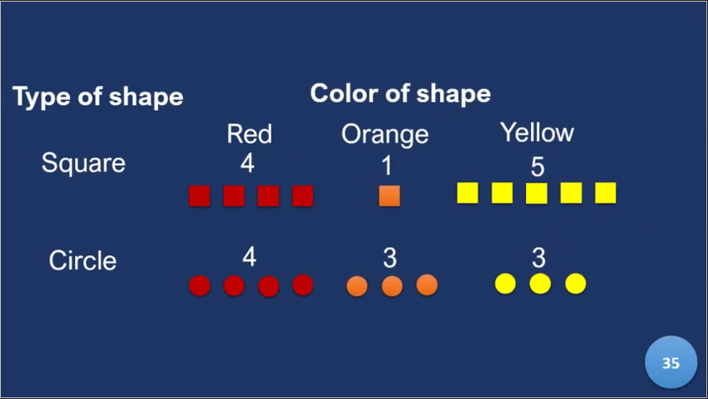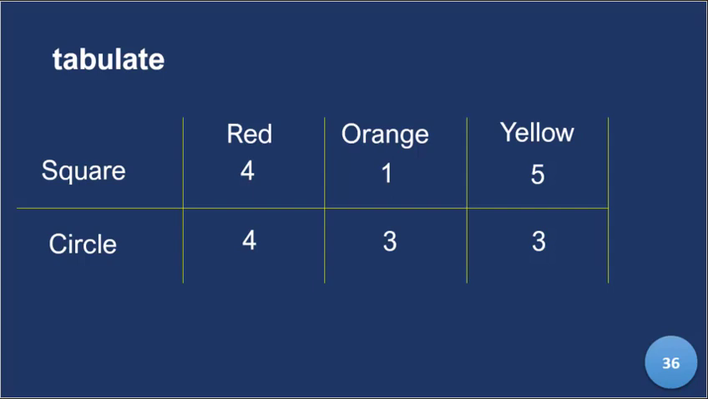So what did I do? I just put all the reds in one column, all the orange in one column, all the yellow in one column, all the squares in one row, all the circles in one row. So like I made a mini database again. Now I have attributes and entities. So the types of shapes are now my entities, and then the colors are my attributes. So this is how the tabulate command operates. It gives us tables like this.